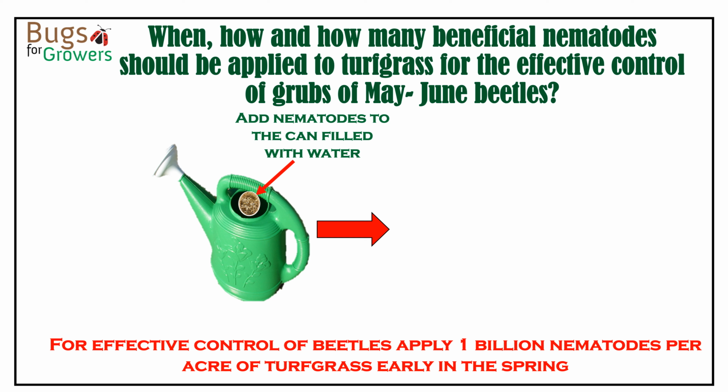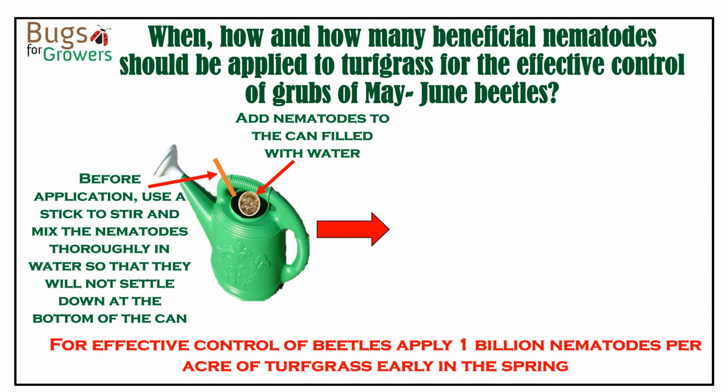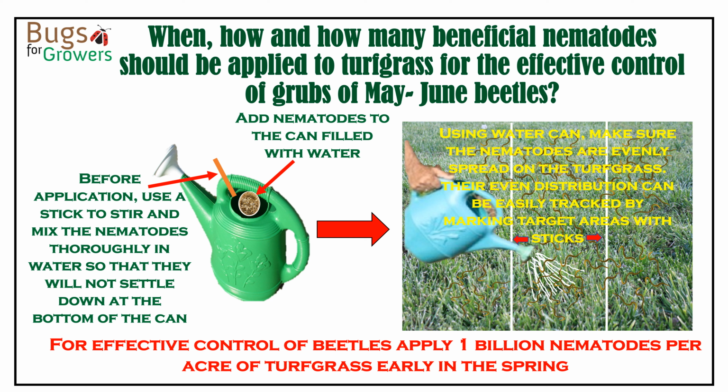For easy application, first add nematodes to a water can filled with water. Before application, stir and mix nematodes thoroughly in the water using a stick so that they will not settle at the bottom of the water. Therefore, they can be easily spread on the turf grass within marked areas with a long stick, as shown in the photo.